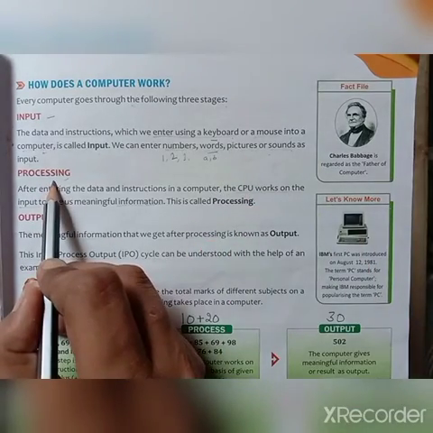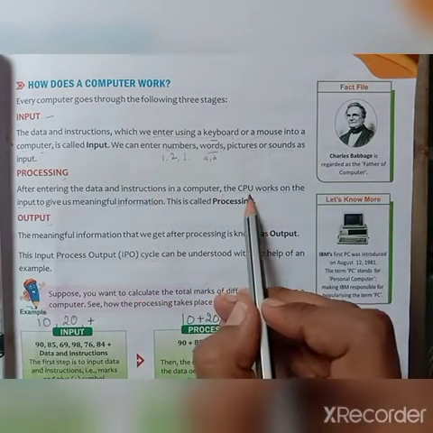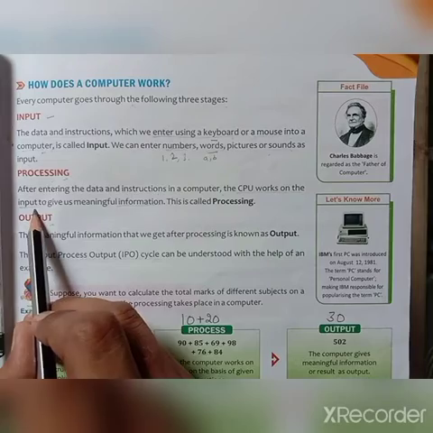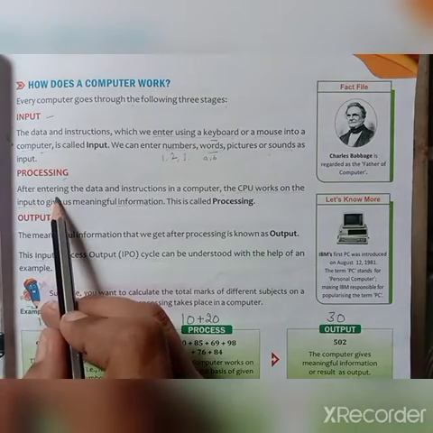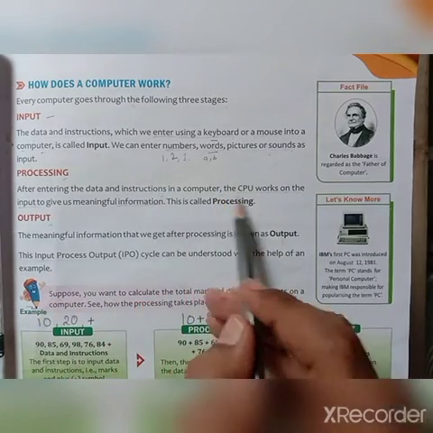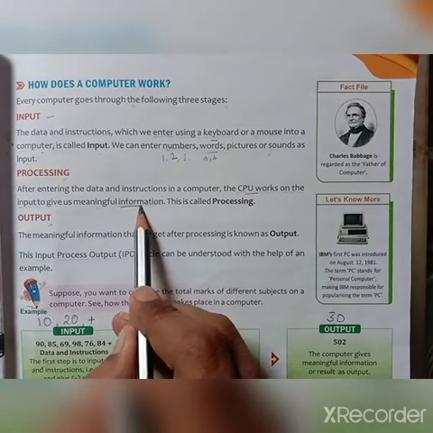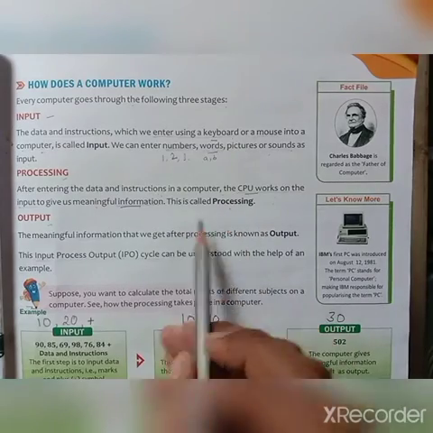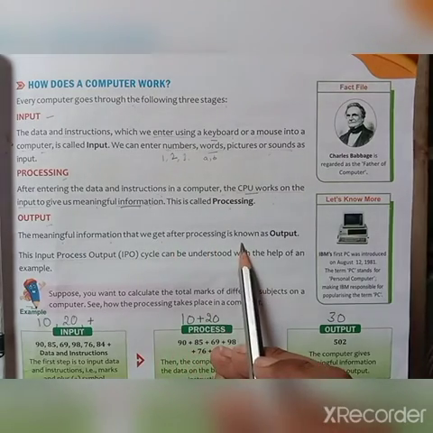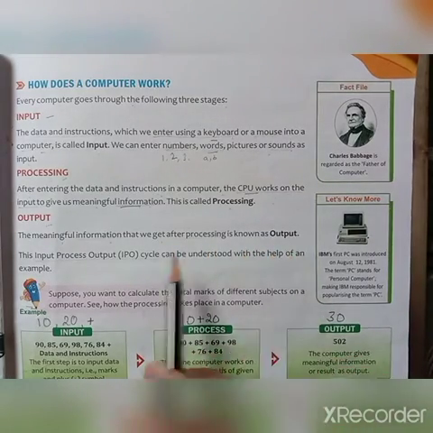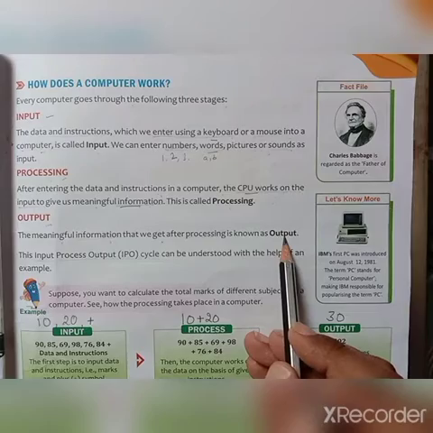Next, processing. After entering the data and instructions in a computer, the CPU works on the input to give us meaningful information. This is called processing. Next, the meaningful information that we get after processing is known as output. After processing, the result we get is known as output.